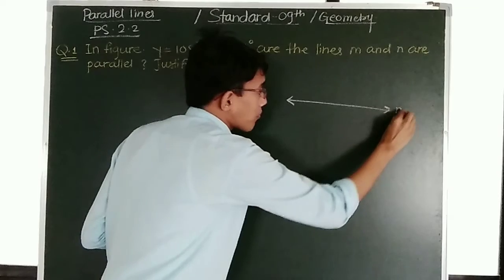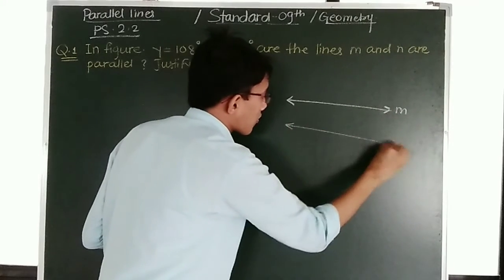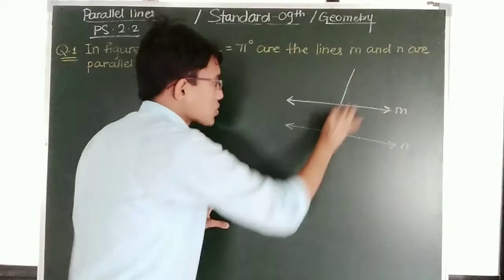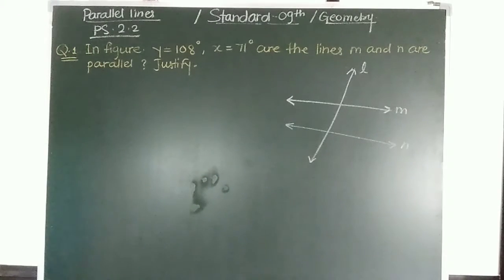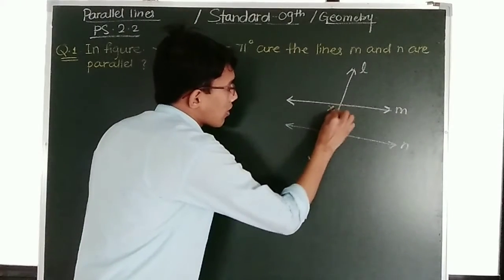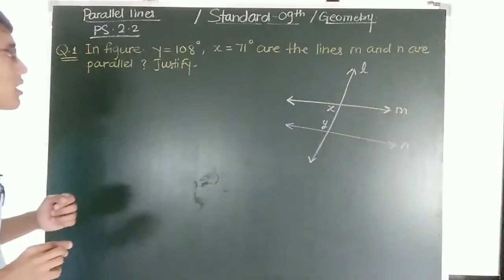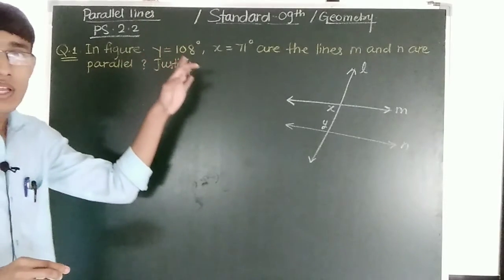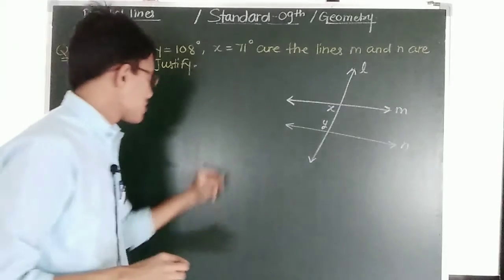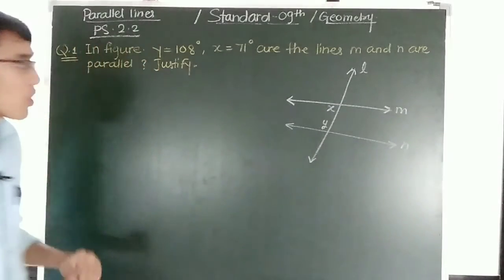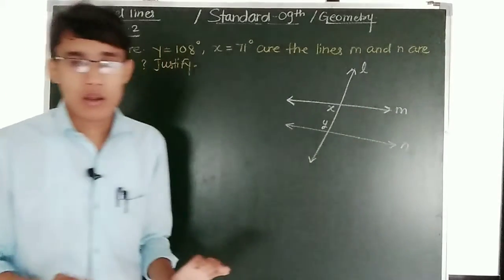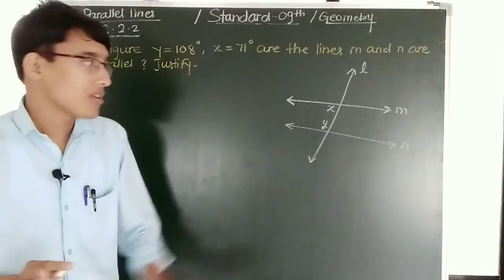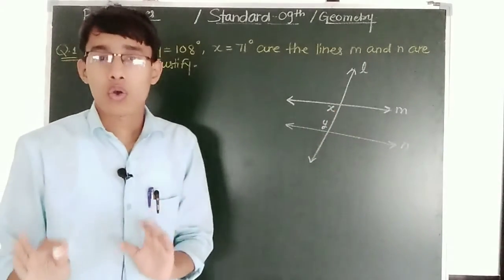There is line M, line N, and a transversal is given. Okay, line L. Okay, what else is given? We have been provided with the two angles, that is x and y. The measure of angle y is 108 degrees. Okay, angle x is 71 degrees. What we have to prove? We have to prove that these two lines, line M and line N, are parallel or not. We have to find whether these two lines are parallel or not.